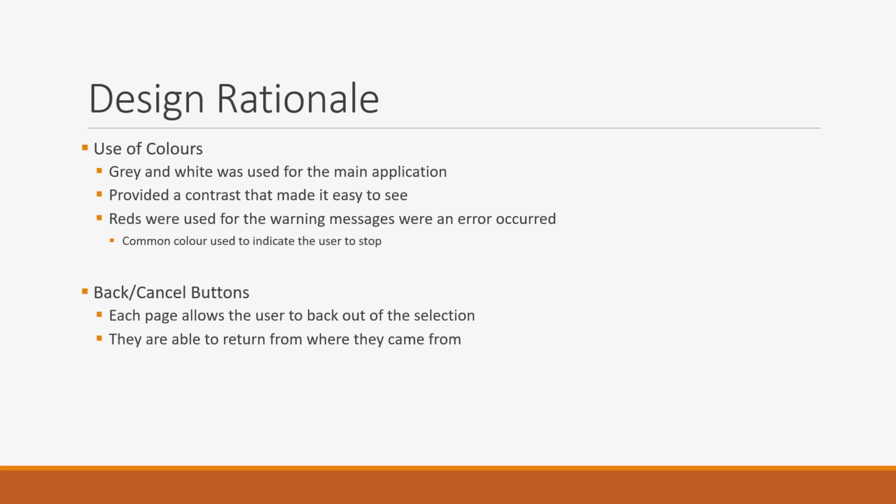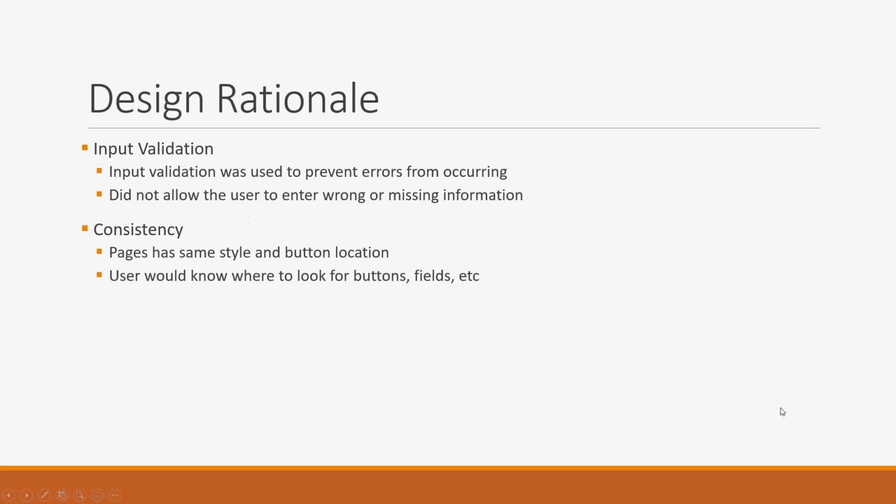The use of colors: gray and white were used for the main application. This provided contrast and was easy to see. It's easy to see the difference between gray and white, and it's not too hard on the eyes. The reds were used for warning messages and errors that occurred, as red is commonly associated with stopping. So there's an error there. For back and cancel buttons, each page allows the user to go back out of a selection. They are able to return to where they came from.